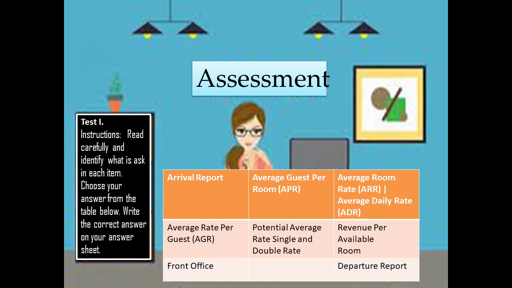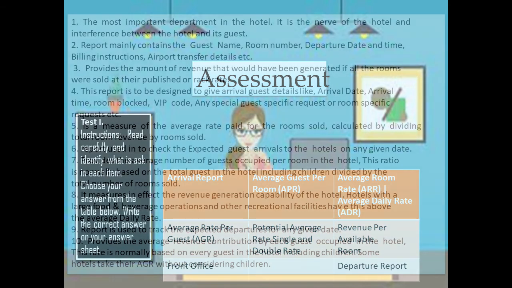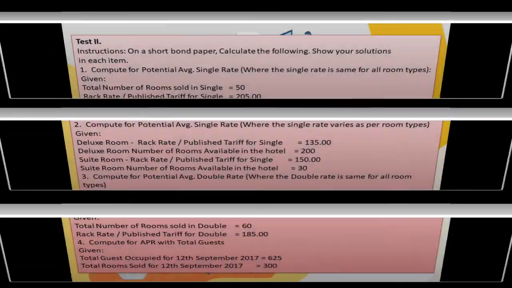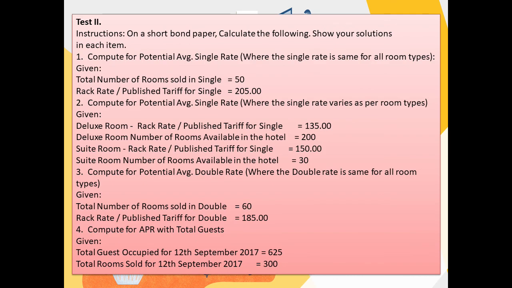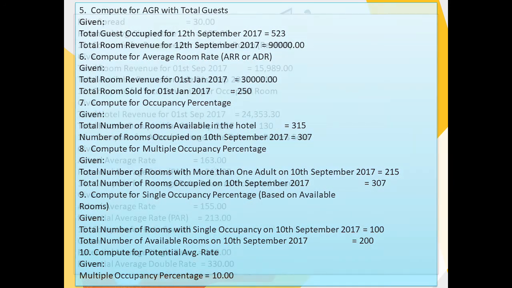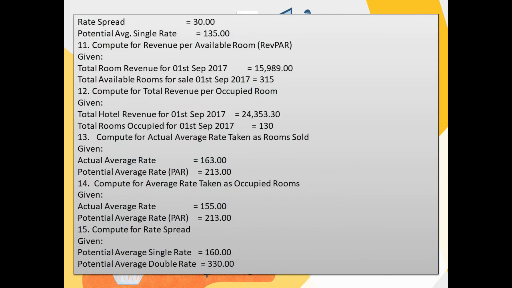And for our assessment, test 1, here's the instruction. Read carefully and identify what is asked in each item. Choose your answer from the table below. Write the correct answer on your answer sheet. And for test 2 instructions, on a short bond paper, calculate the following. Show your solutions in each item.